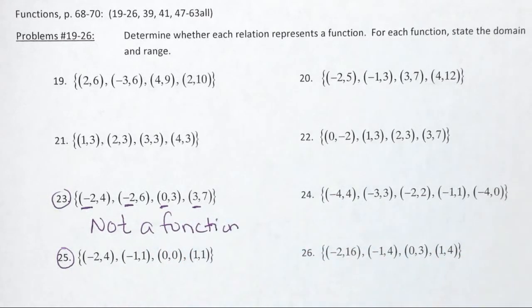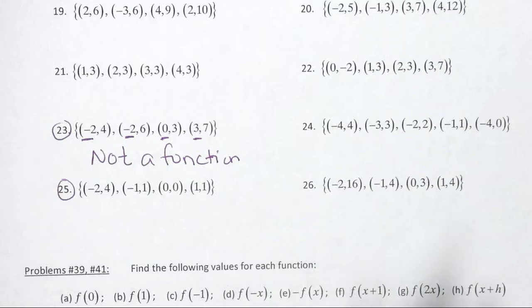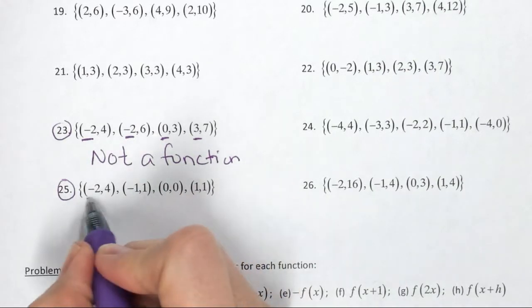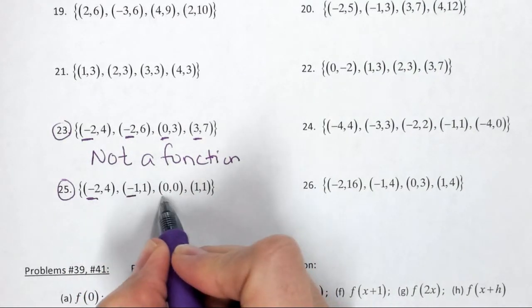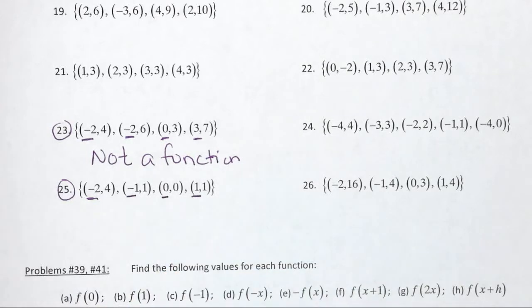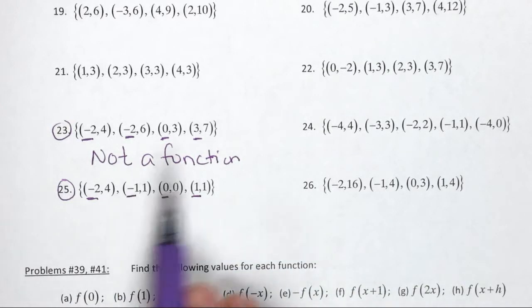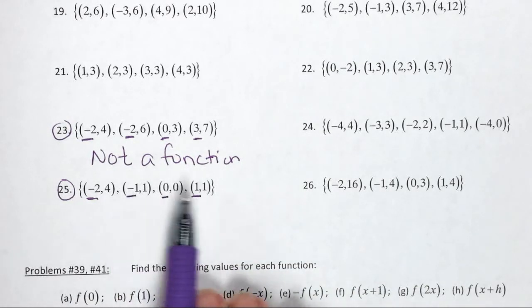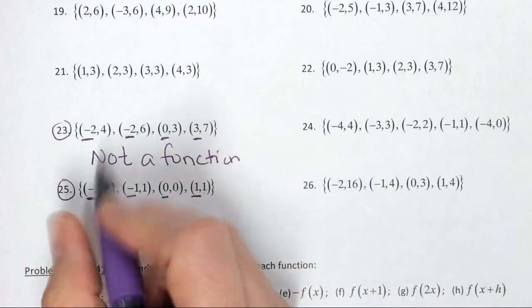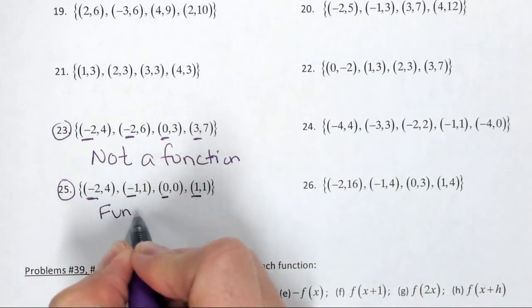And that one's done. Number 25. On number 25, we've got -2, -1, 0, and +1. Although we have a -1 and a +1, because one's a negative, they're not the same. So this one is a function.